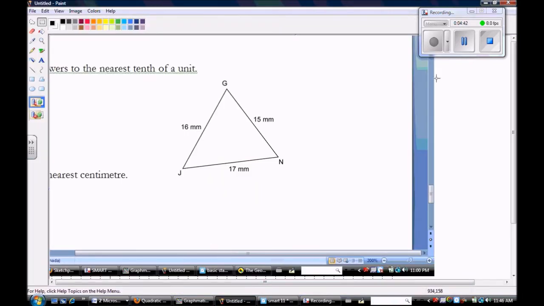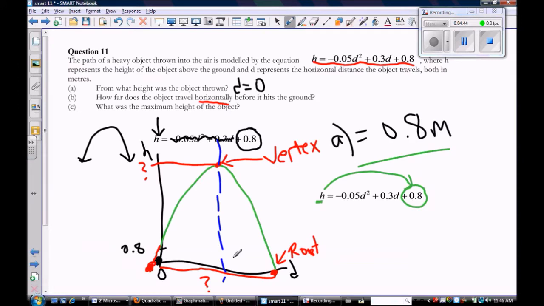Because there's an important relationship between the roots and where the vertex is. Okay, so that's enough pre-planning. Let's go do some math.